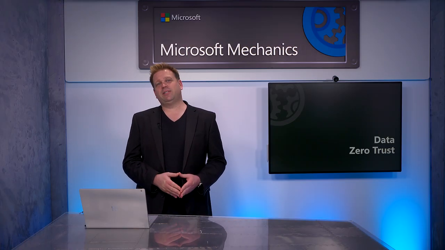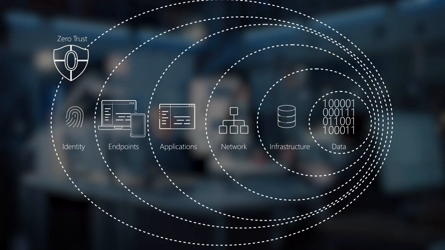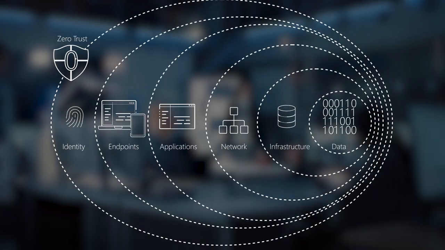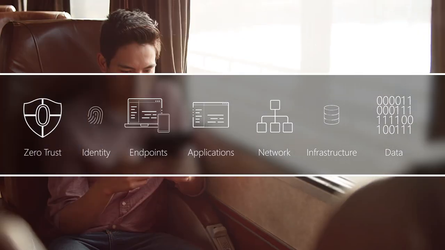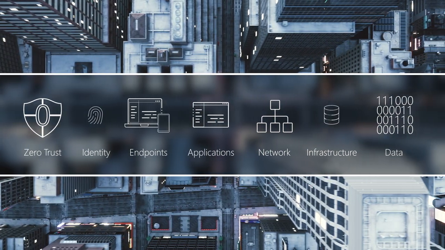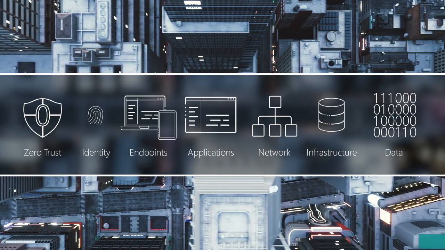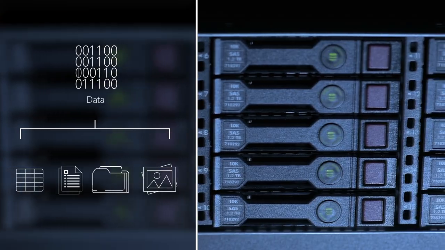Welcome back to our series on Zero Trust and Microsoft Mechanics. In our Essentials episode, we gave a high-level overview of the principles of the Zero Trust security model, spanning identity, endpoints, applications, networks, infrastructure, and data. Now, in this episode, we'll take a look at how you can apply Zero Trust principles and policies to the data itself across your files and content, as well as structured and unstructured data wherever it resides.